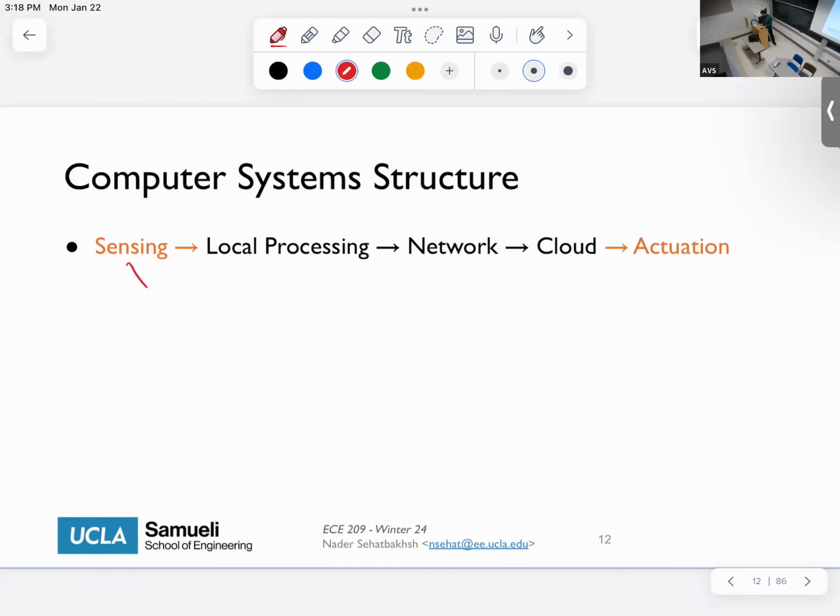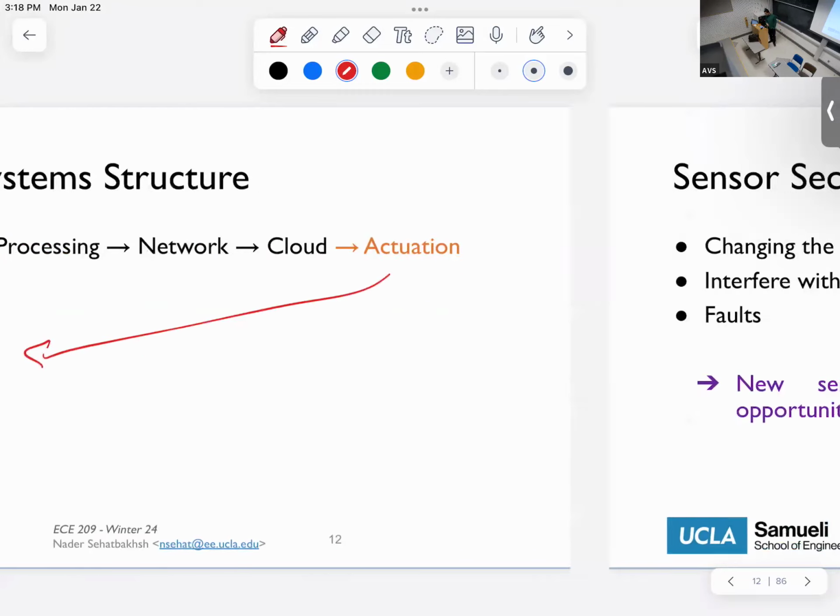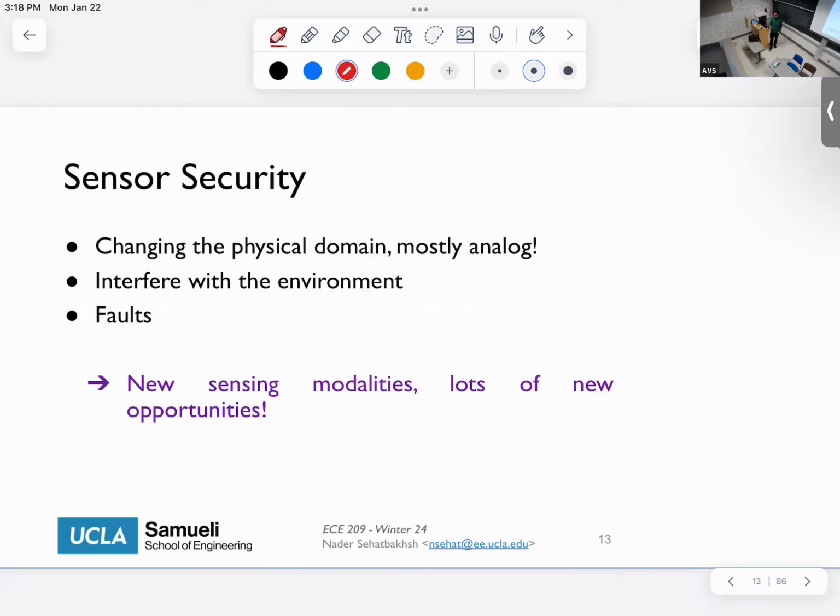In this lecture, I want to focus on this sensing and actuation part. That's the first step, the gateway toward the world of computers. What sensors do is change the physical domain into some analog domain and then some digital board. So it's really a door to the system, right? And it interfaces with the environment, and sensors are also vulnerable to faults, as I'm going to describe soon.